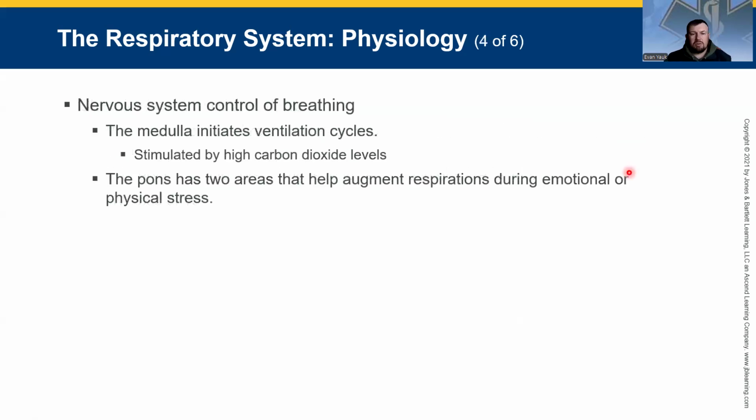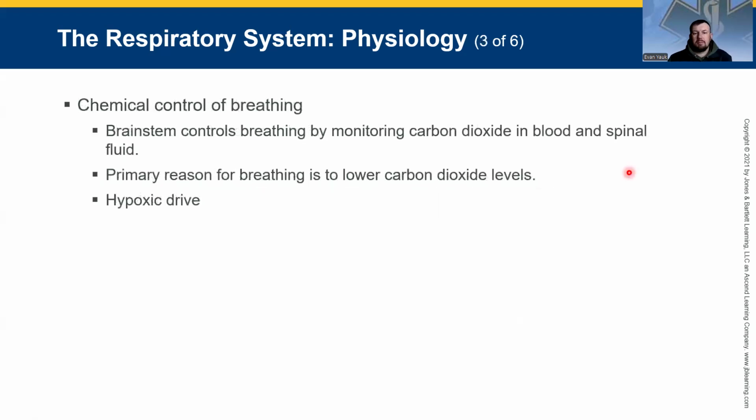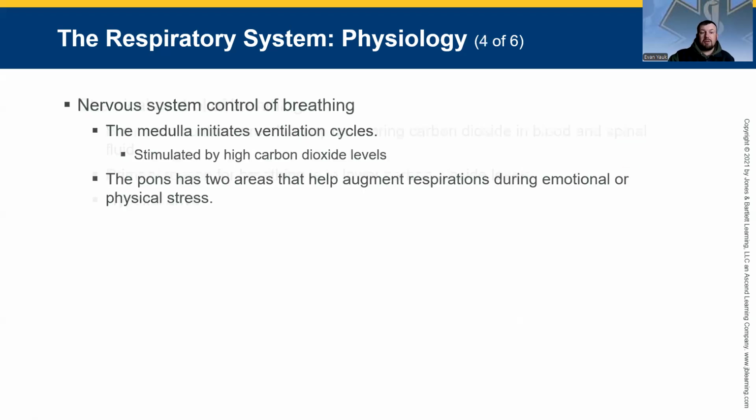The nervous system control of breathing. This is the medulla. It initiates ventilation cycles, so it's stimulated by the carbon dioxide level. Once again, the pons have two areas to help augment respiration during emotional, stressful, or physical stress. So our medulla and pons are going to control how fast, how slow, how deep, how shallow we breathe. While the brainstem's hypoxic drive is telling us to breathe, this one is telling us at what rate and quality to breathe.